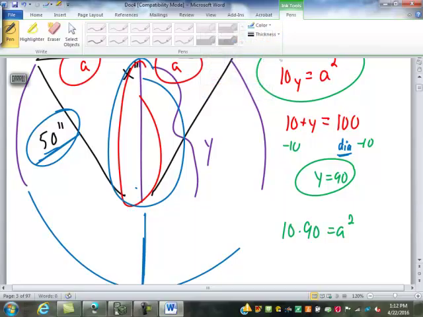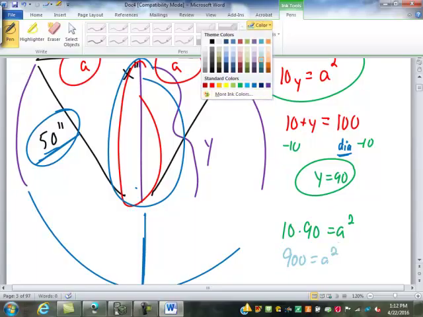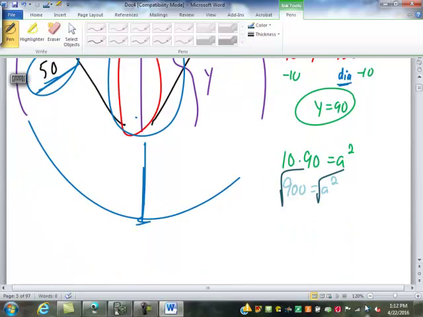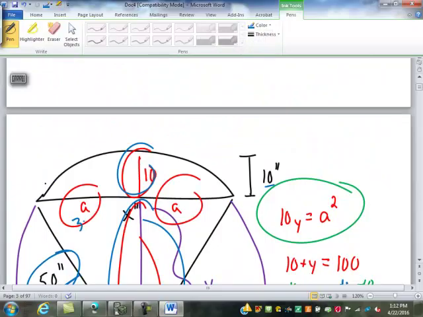What's 10 times 90? 900. And from there, what do we do? Square root. So a equals 30. So is that what we're looking for? Yes. No, it's not. We have 30 plus 30 equals 60. X does equal 60. Not so bad, eh? Well, that one wasn't. Okay.